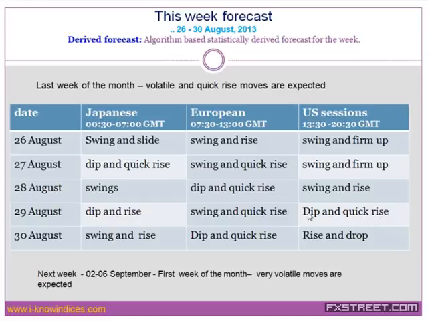Then we will come across more aggressive gains from Wednesday and Friday. Swing and rise, and dip and quick rise are the expected moves. Afterwards, a quick rise and a big drop is expected for the weekend. So they are expected to make a quick drop for the month end and the weekend, that will be the 30th of August.